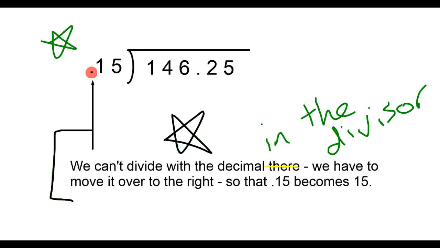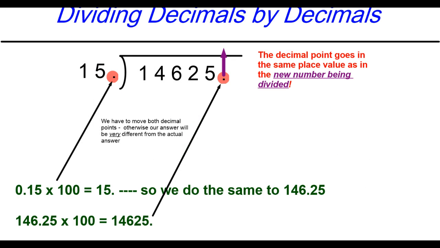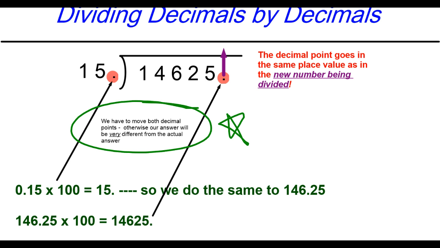Next, after we have moved that decimal point 2 places to the right, we need to adjust the same way in the dividend. We have to move both decimal points, otherwise our answer will be very different from the actual answer. So you're going to write this phrase down, and you're going to write this one down. The decimal point in the quotient goes in the same place value as the new number being divided, the new dividend. So the decimal point just pops straight up into the quotient.